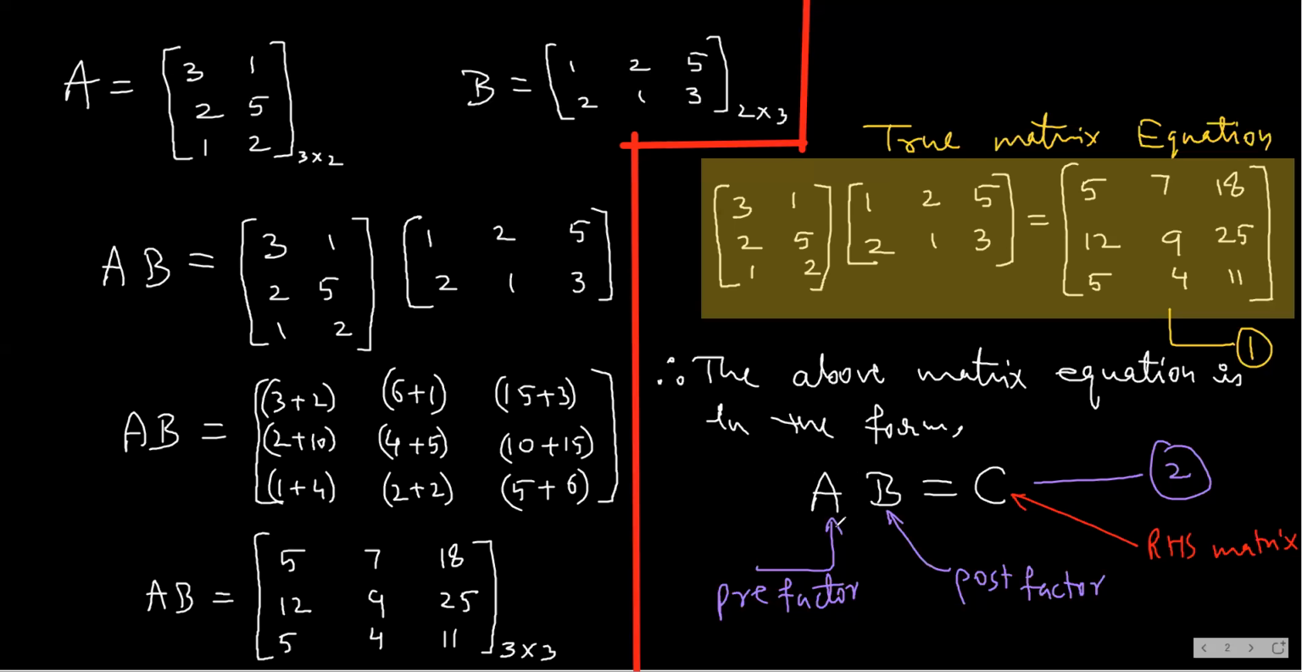If it is an elementary row transformation, then it will be applied on the prefactor matrix. It will not be applied on the post-factor. Please, you will not apply row transformation on the post-factor matrix. You will apply the row transformation on the prefactor matrix, and whichever row transformation you applied here, the same row transformation you will apply on the RHS matrix.